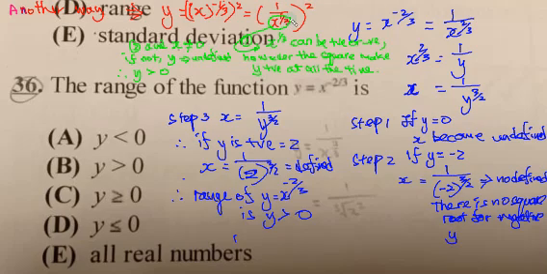Now let's look at this term. Since it's an odd root, a cube root, it can be either positive or negative. However, because of the square here, whether it's positive or negative, the square will make it positive. So y will be positive at all times.